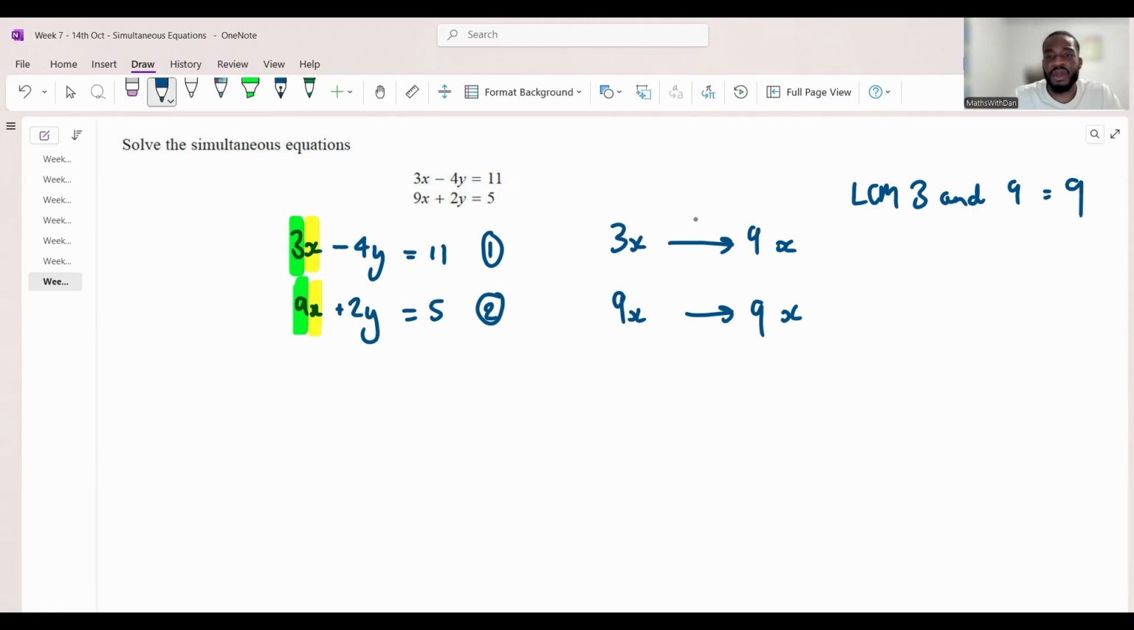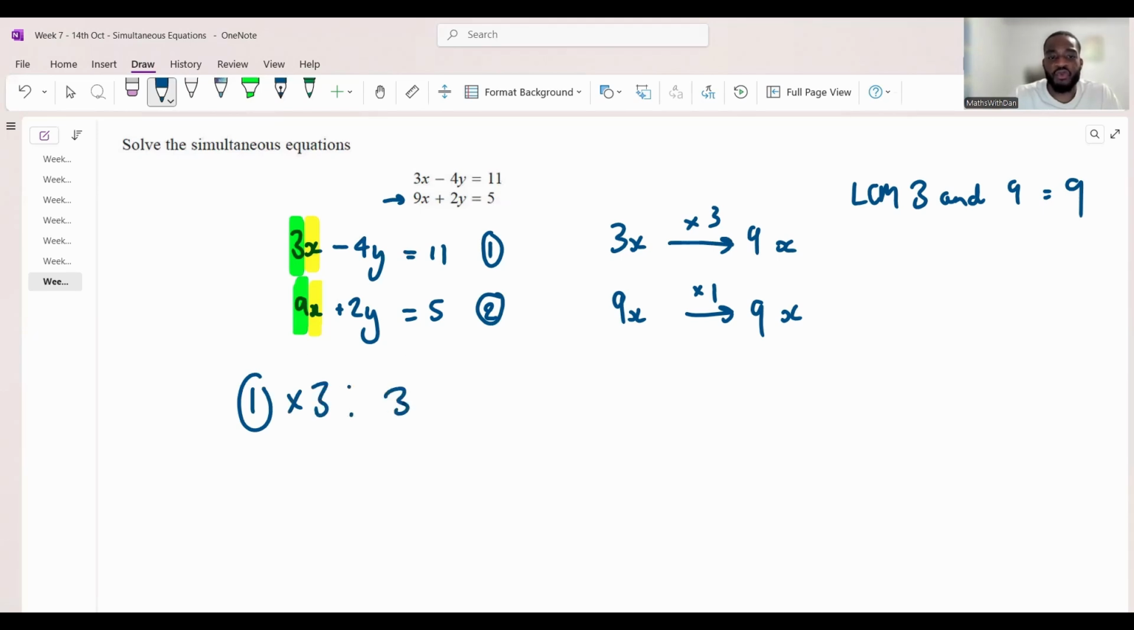Now, to go from a 3 to a 9, we multiply by 3. To go from a 9 to a 9, we multiply by 1. So that stays the same. We don't touch that. The one that has a 9 in front of the x, the bottom one, we keep the same. It's the top one that we have to multiply by 3. So I'm going to say equation 1, we're going to multiply by 3.